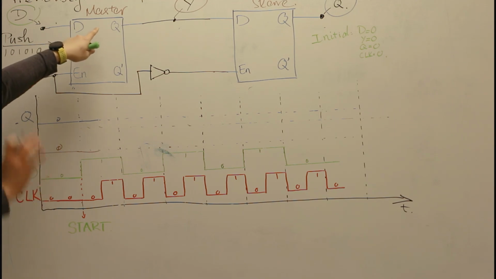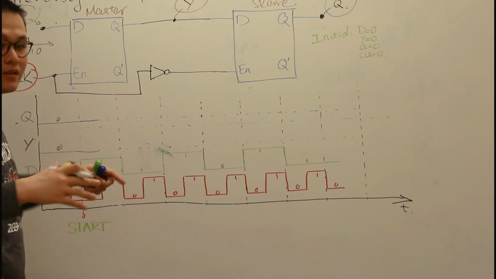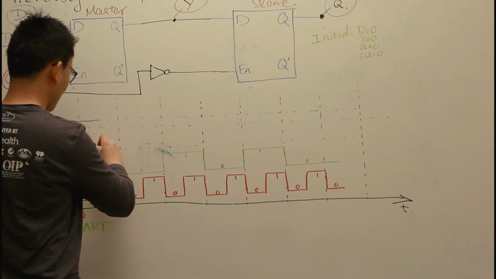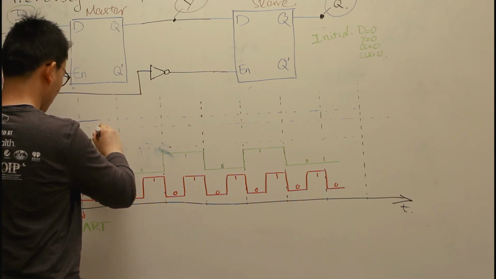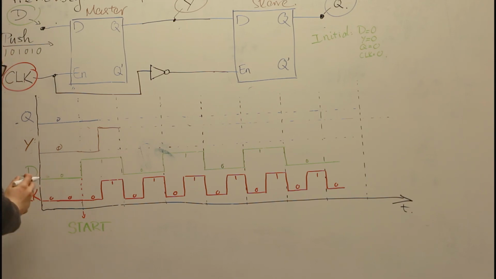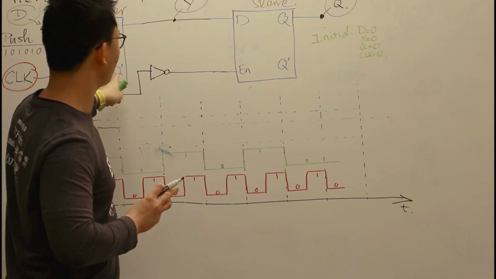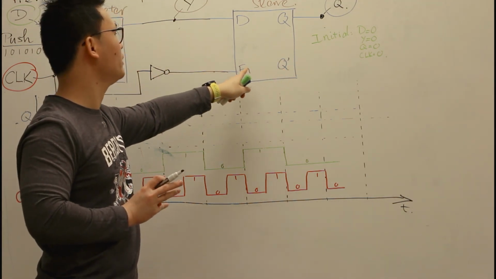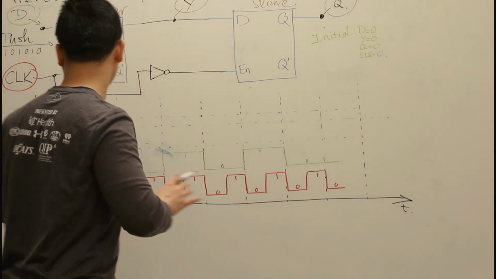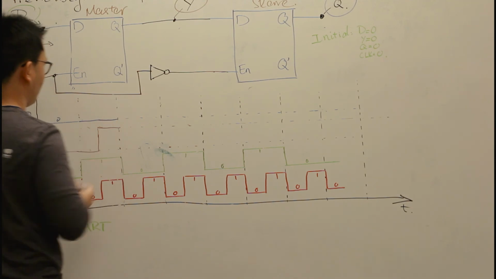So now the master becomes transparent, right? When the master becomes transparent, the Y signal will be equal to the D signal. So signal Y goes up to 1. However, clock equals 1, so the master is transparent, but the slave is not transparent. So the slave cannot see the signal of Y, so the output of the slave is still the same.